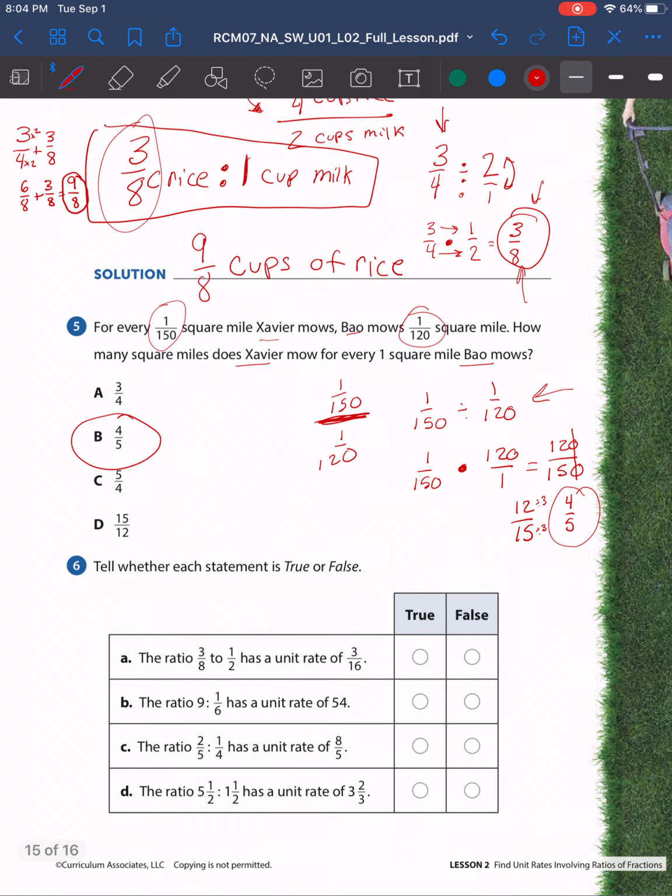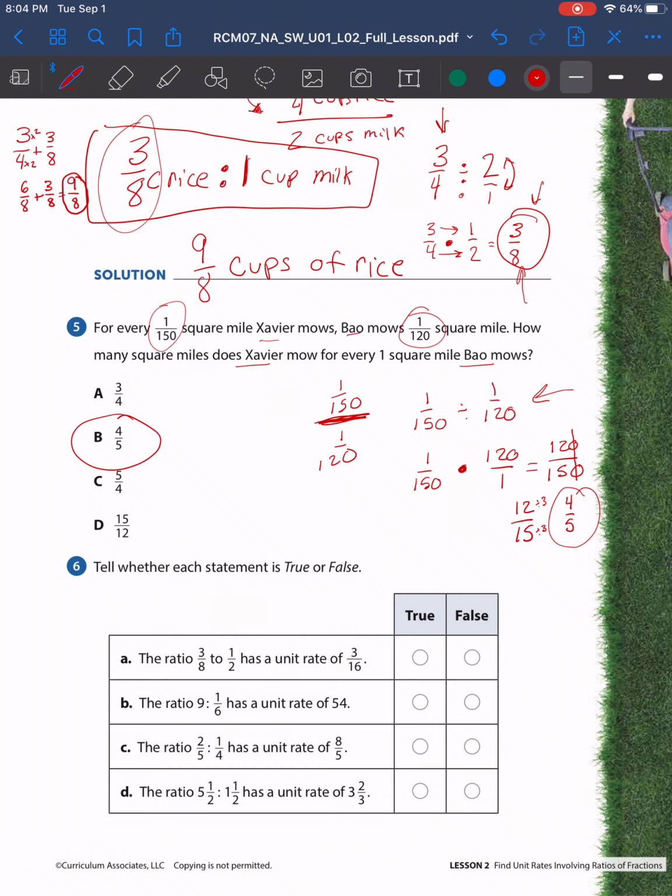All right, let's do number 6. Tell whether each statement is true or false. The ratio 3/8 to 1/2 has a unit rate of 3/16. Remember, we can write ratios with the word "to" in the middle. We can write them with a colon in the middle, or we can write them as fractions. I want to write all of these ratios that they give us as fractions, okay? So that's our job. We're going to turn all these different ratios into fractions.